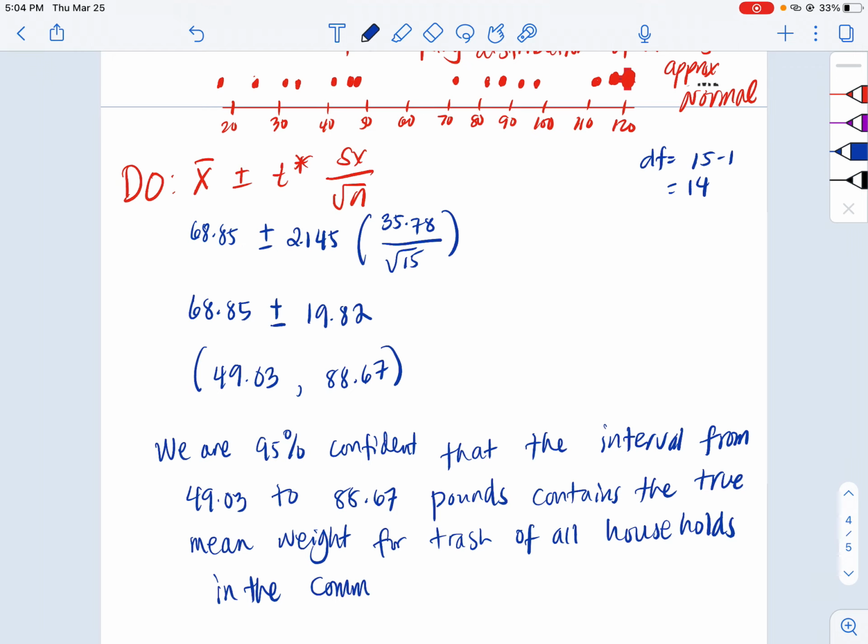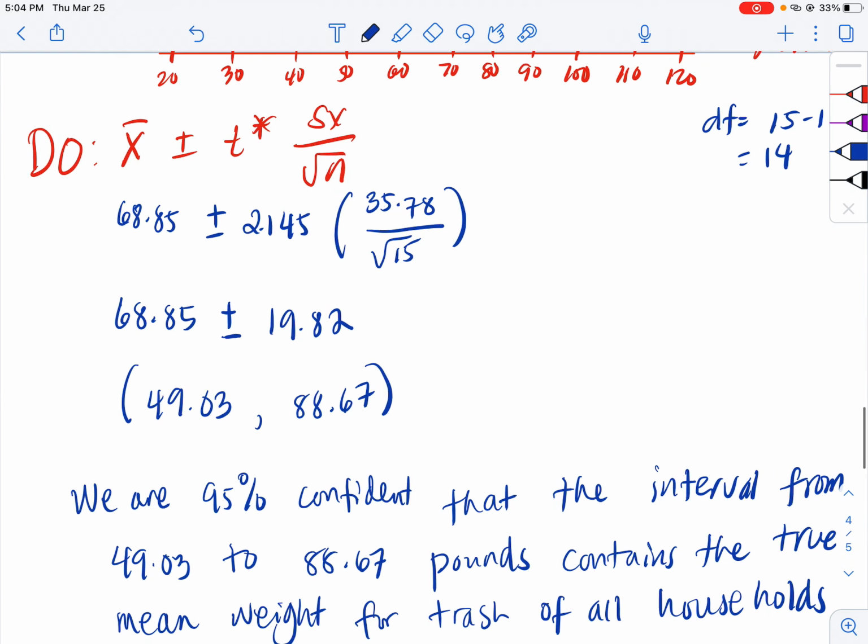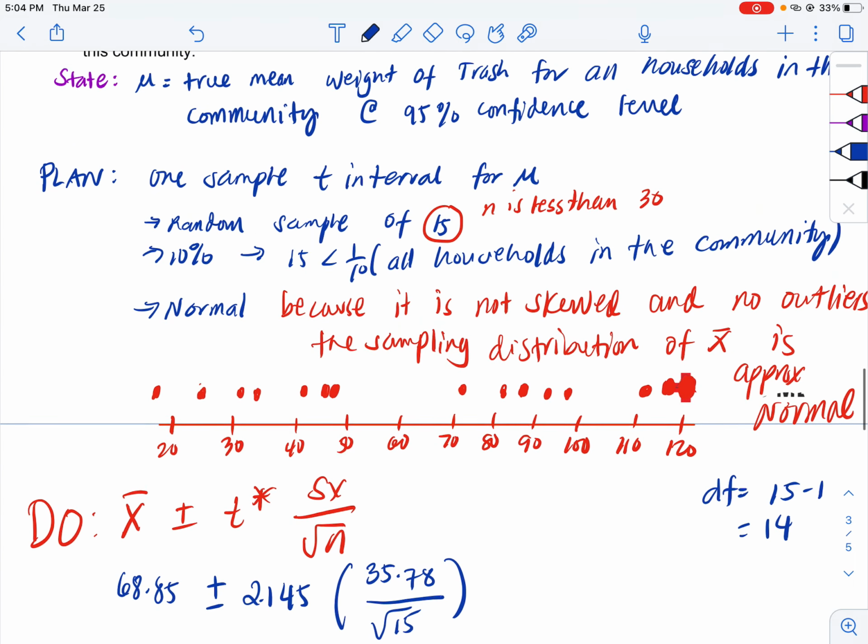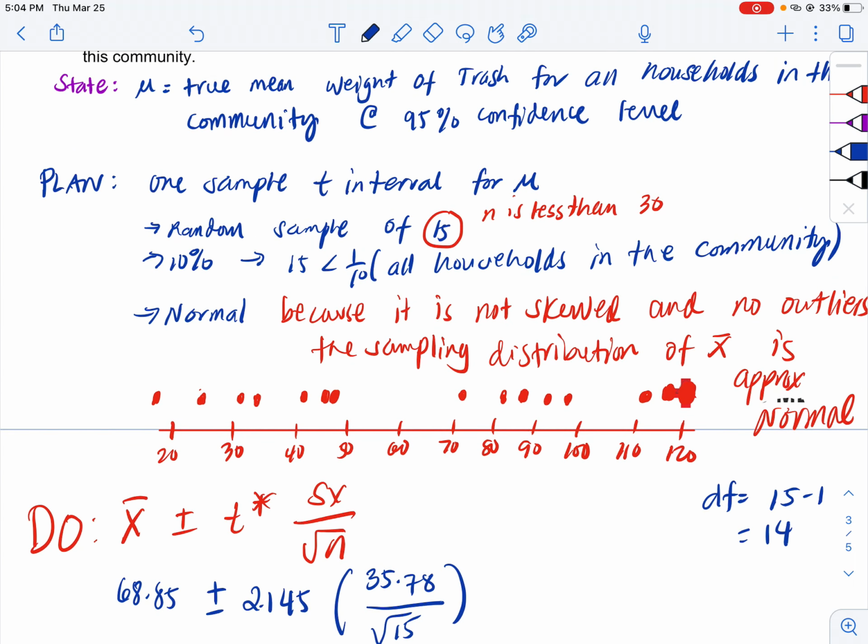That's how we do a confidence interval for a sample mean. I know it's a lot of process, and the most annoying part is when n is not greater than or equal to 30, because we have to make a whole dot plot.